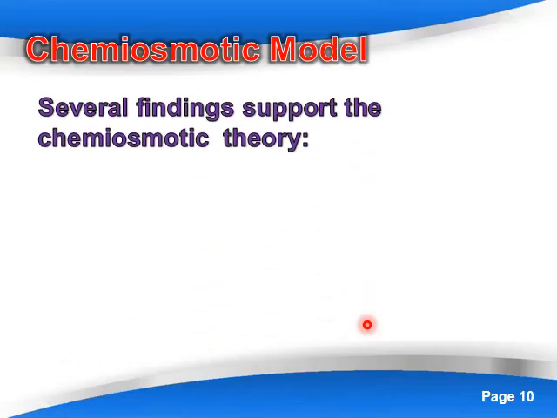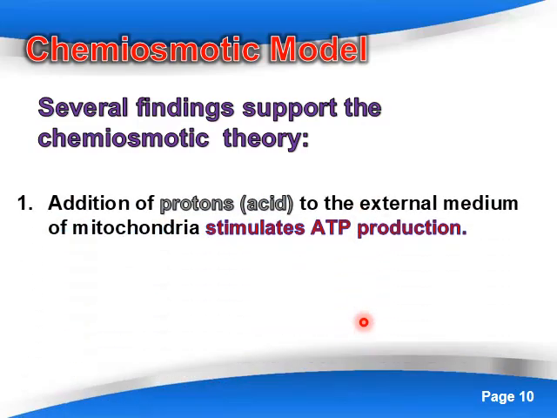The chemiosmotic model is supported by many findings. What is the finding? If we add protons to the external medium, which is also what happens by oxidation, since oxidation produces protons to the external medium, then adding more protons stimulates more ATP production, because these protons again enter through complex 5, the F0 and F1, stimulating ATP formation. Adding more protons, more ATP will be formed, and the protons result from oxidation through the respiratory chain.